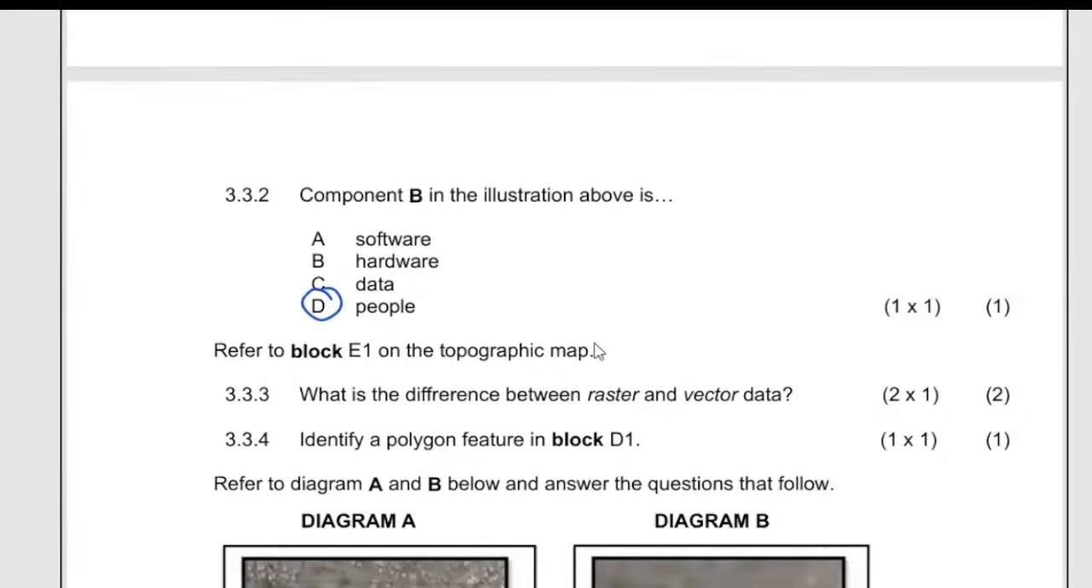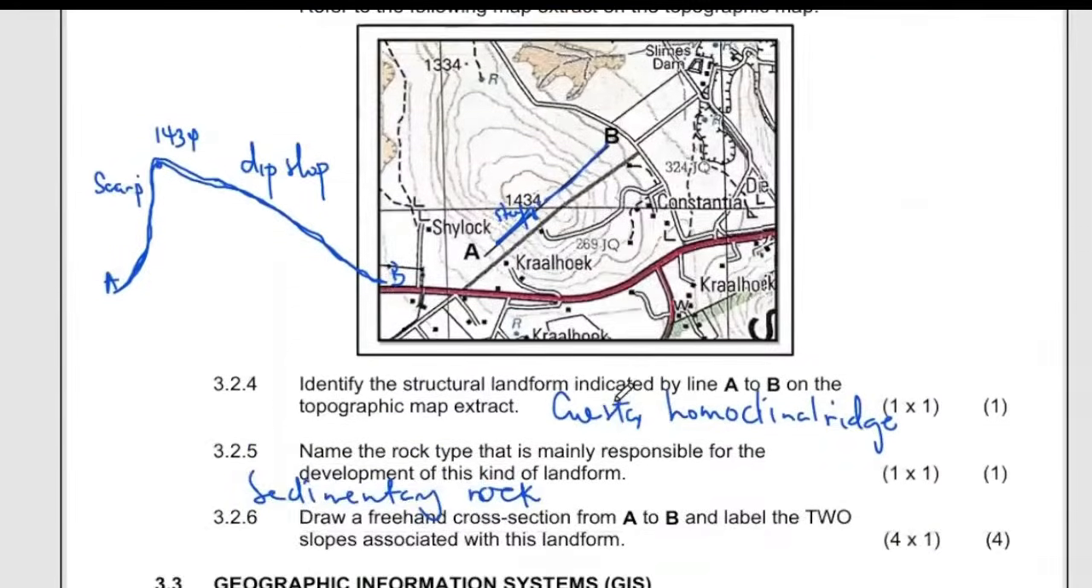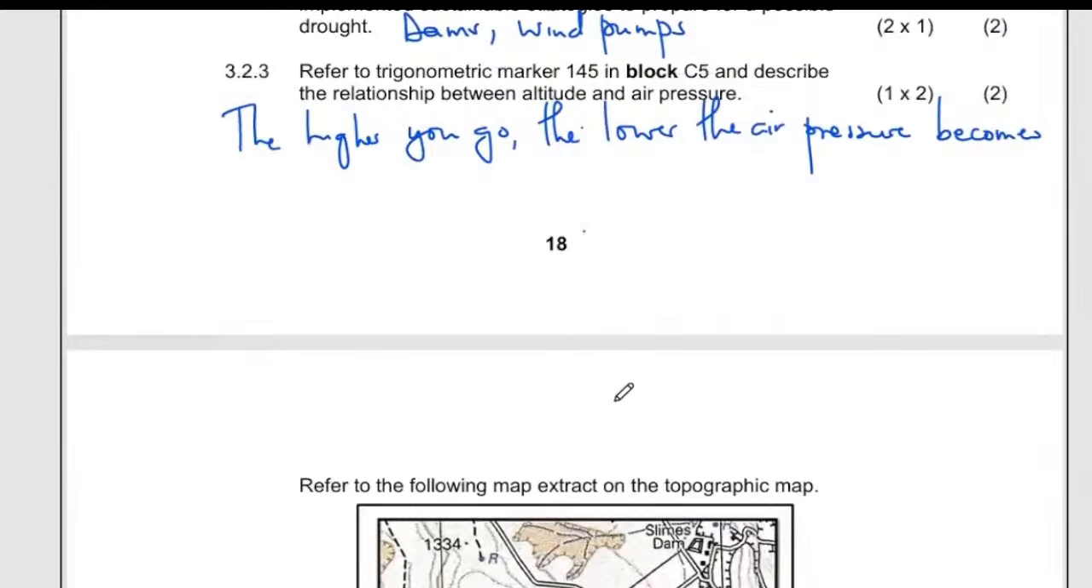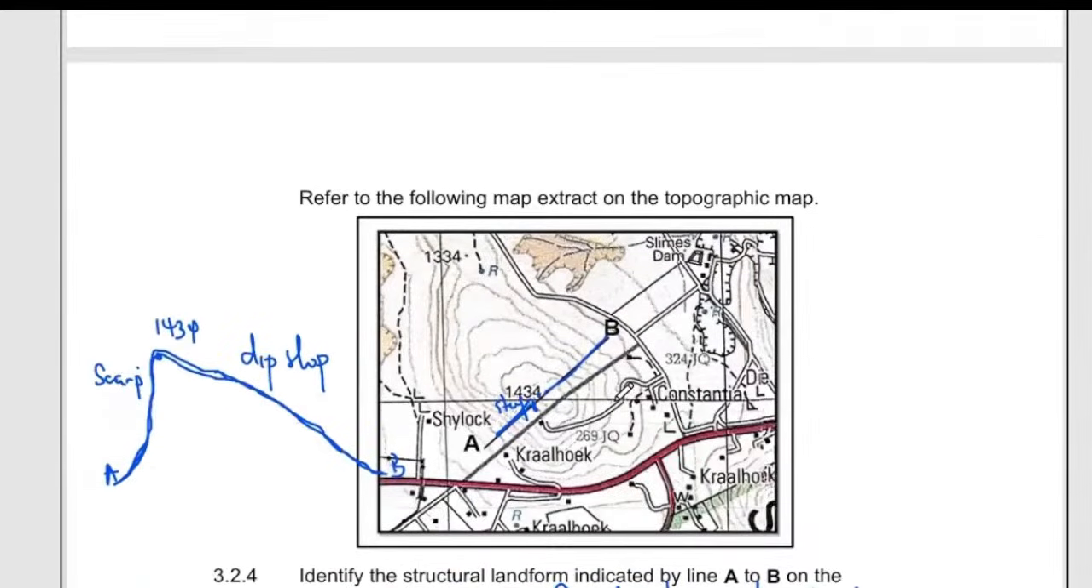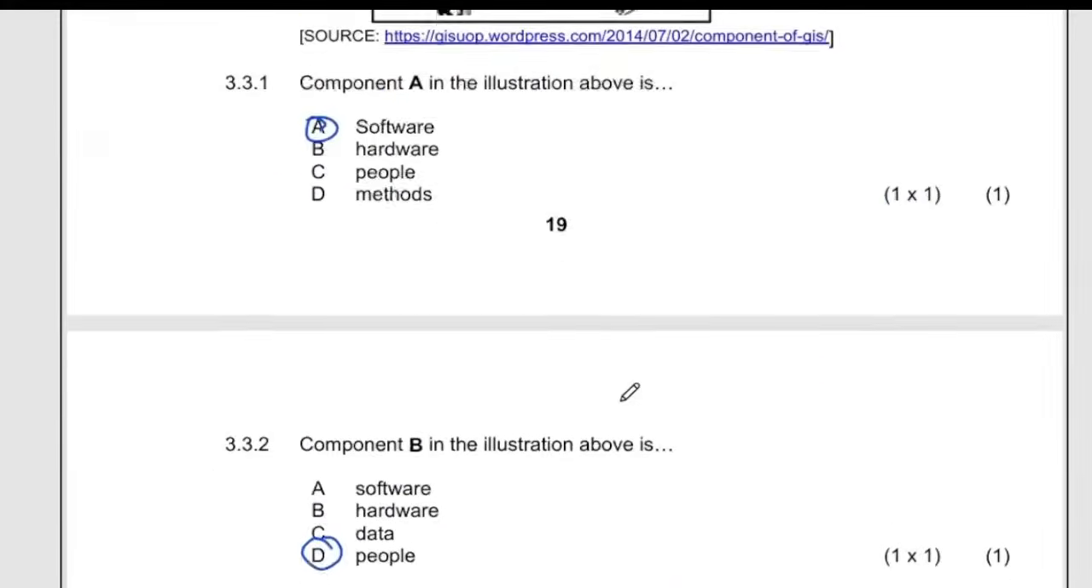Right, then it says refer to block E1 on the topographic map. Unfortunately, we don't have the map.